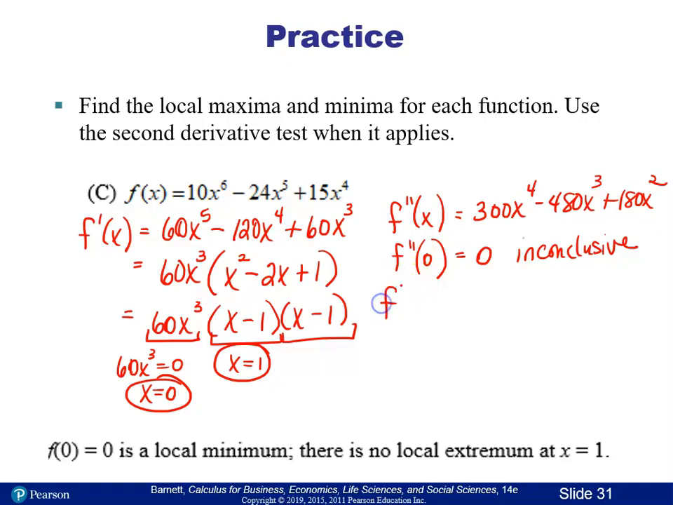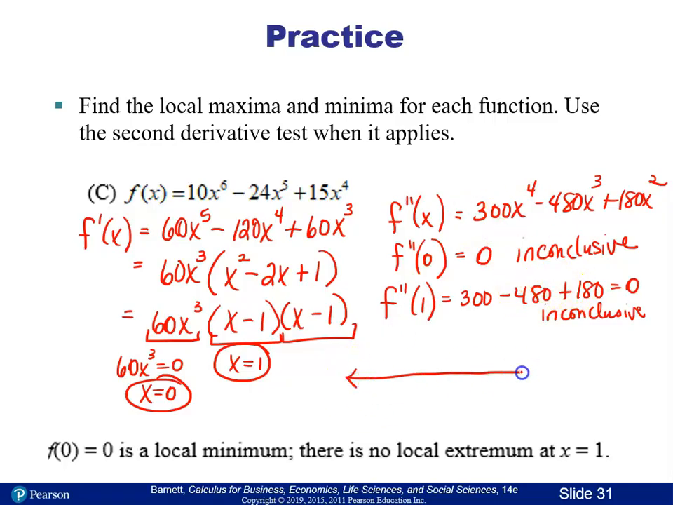If I plug 1 in, I'm going to have 300 minus 480 plus 180. And that one is also going to be equal to 0 and be inconclusive. So in these cases, the second derivative test didn't help us. It was kind of a waste of time for us. So we would still need to put these numbers on our sign chart in this case.